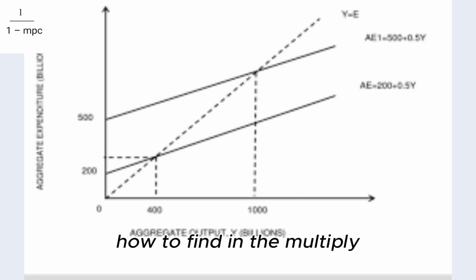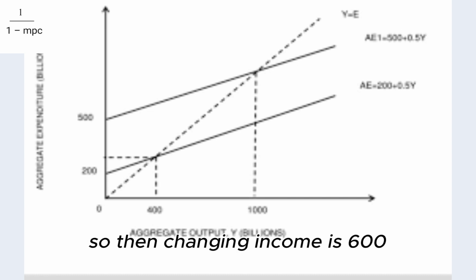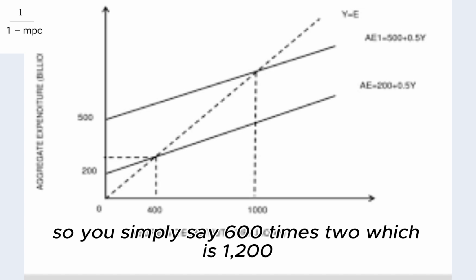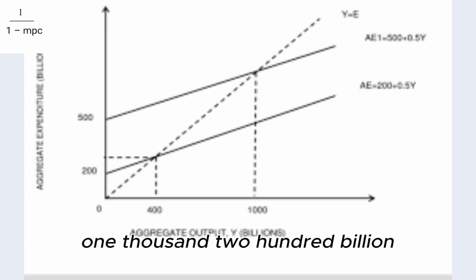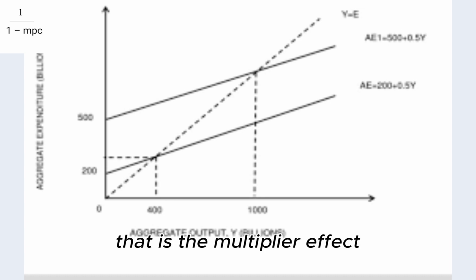From then, how do we find the multiplier effect? After finding the multiplier, we simply say change in income times the multiplier. Our multiplier is 2, right? So the change in income is 600. You simply say 600 times 2, which is 1,200 billion, because those figures are in billion. That is the multiplier effect.